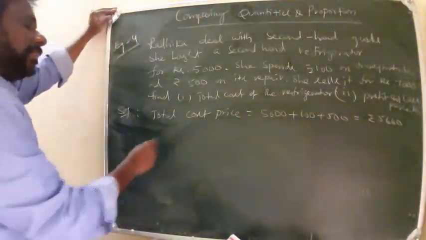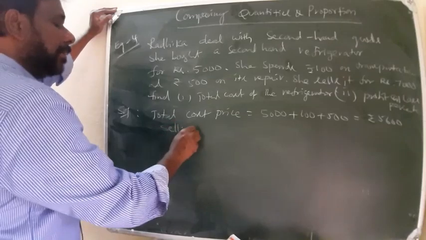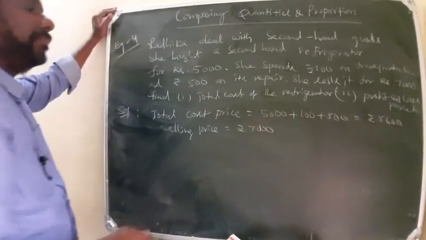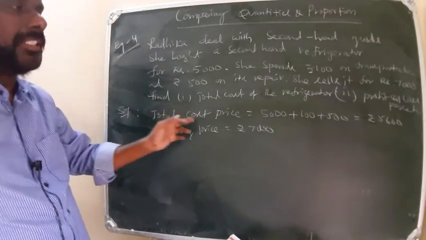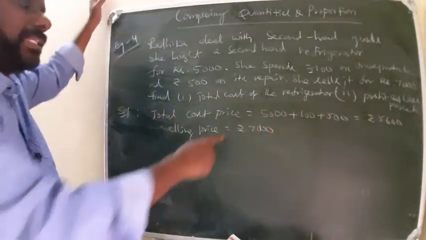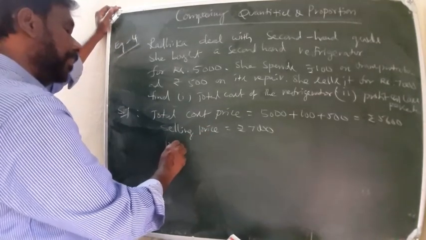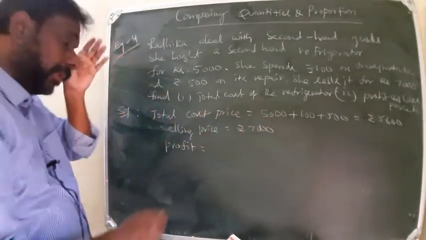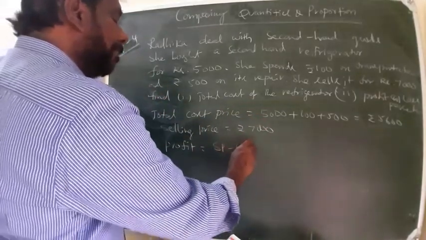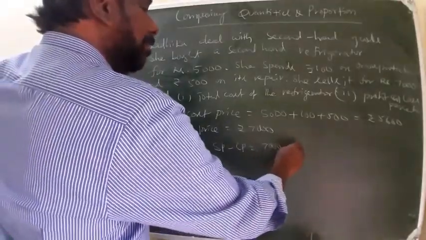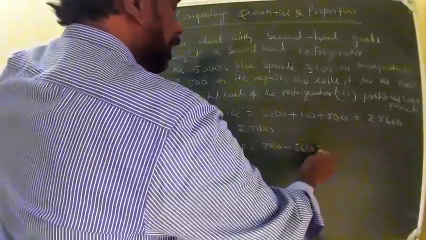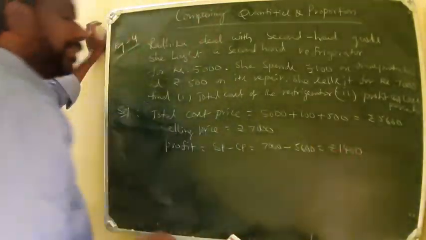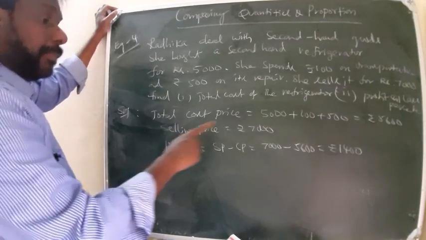This is cost price. Selling price already given 7,000. Total cost price 5,600, selling price 7,000. Profit or loss, here profit only, because SP is more than CP, no? So SP minus CP, 7,000 minus 5,600, that is 1,400. So that is profit.